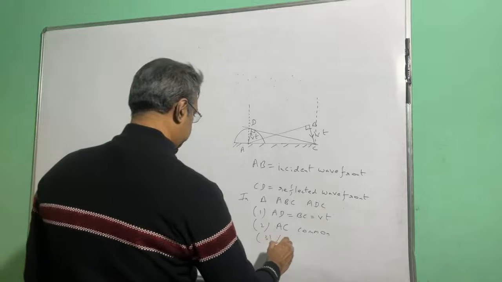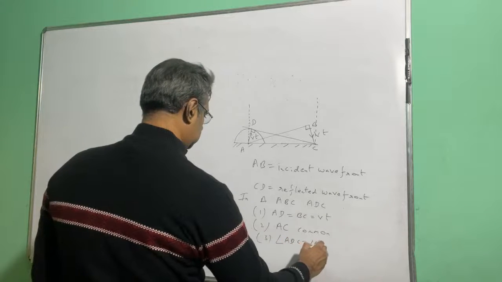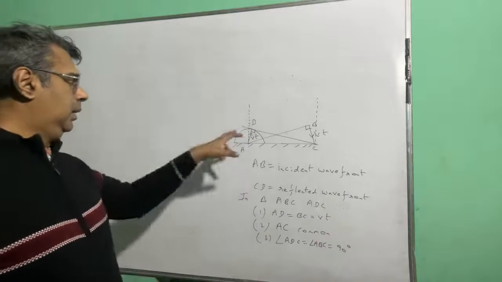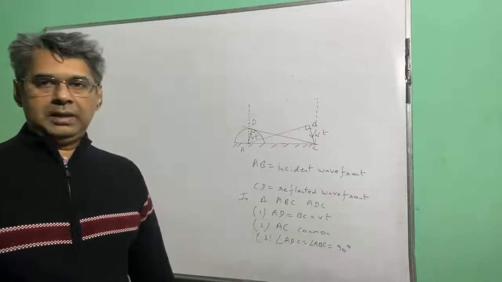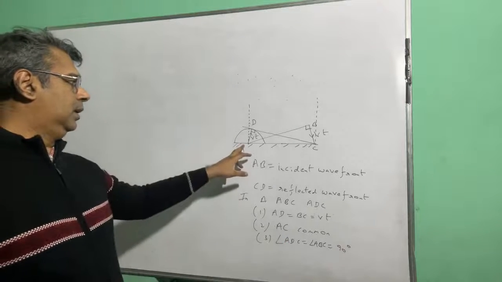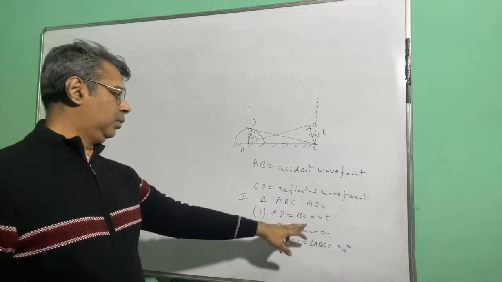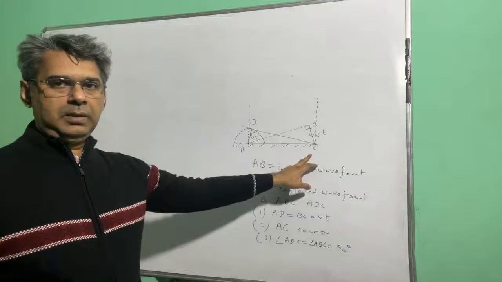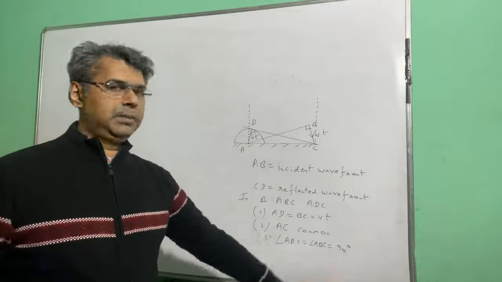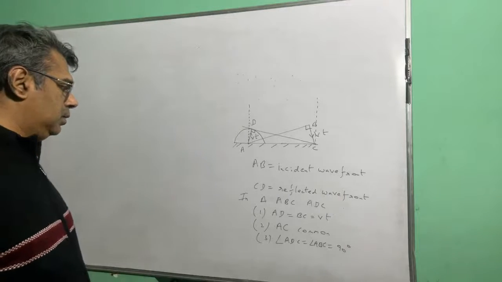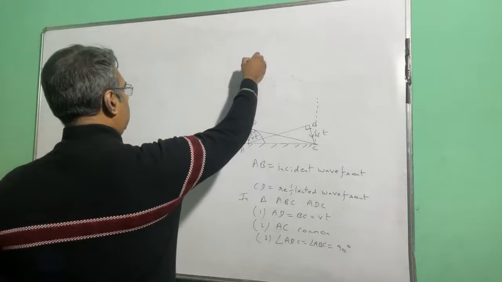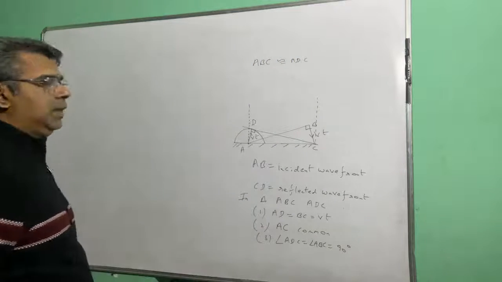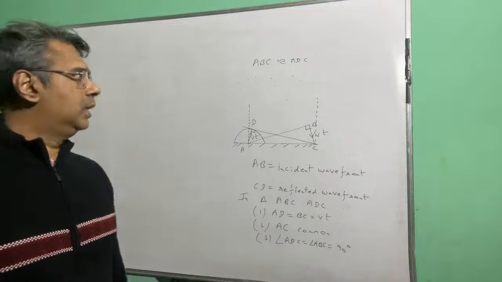Number three, angle ADC and ABC both are 90 degrees. So in triangles ABC and ADC, AD and BC both are equal to V into T, so they both are equal. Secondly, AC is common. Thirdly, angle ADC and angle ABC both are 90 degrees. So that means triangle ABC is congruent to ADC.